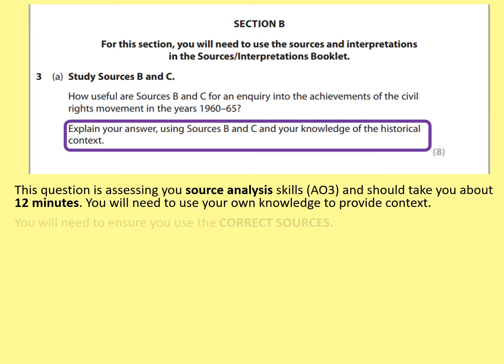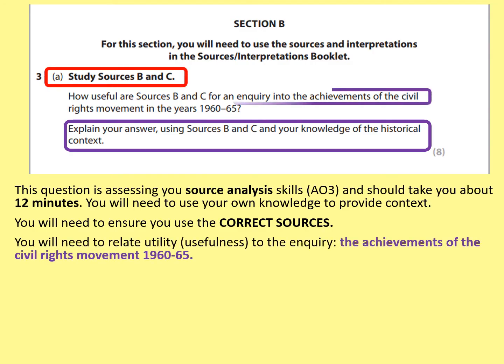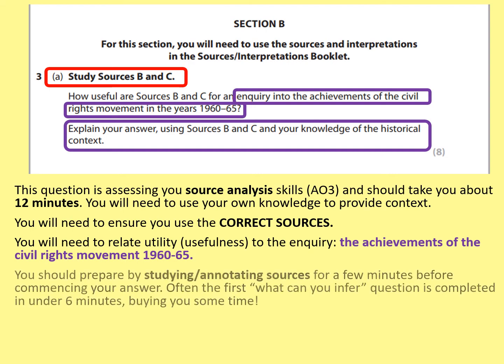So that seems clear enough so far. You'll need to ensure that you use the correct sources, sources B and C here, and you'll need to relate utility, which means usefulness, to the inquiry. And the inquiry here is the achievements of the civil rights movement 1960 to 1965. So keep your examples strictly within that date range, otherwise they won't be valid.